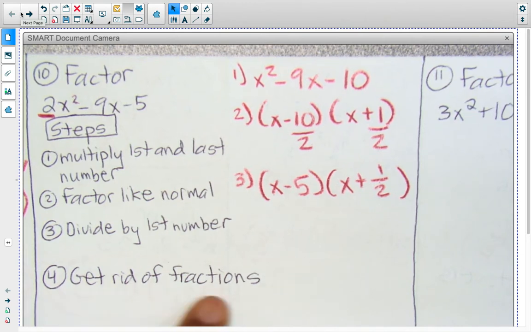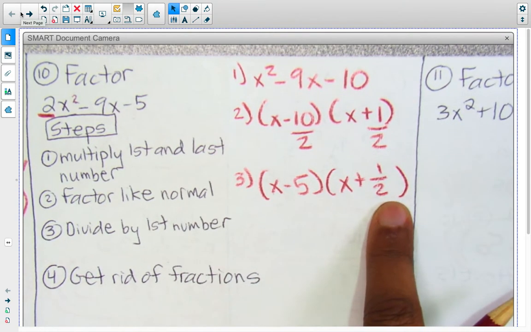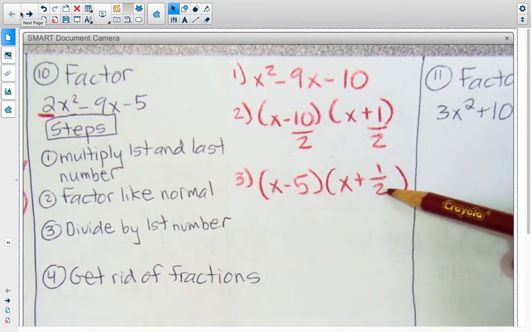Step 4 says get rid of fractions. So when you're factoring, you don't have fractions. If I ask you to factor 12, you wouldn't say the factors of 12 are 3/4 and 1/2. That just wouldn't make sense. So we can't have a fraction. To get rid of fractions, you multiply by the denominator.